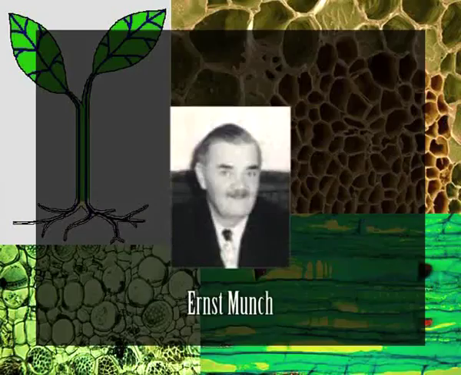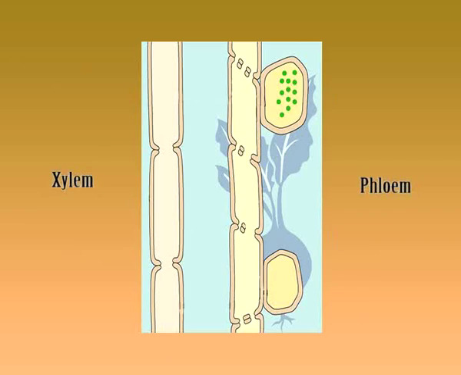The pressure flow model was first proposed by Ernst Munch in 1930. It states that a flow of solution in sieve elements is driven by an osmotically generated pressure gradient between source and the sink.